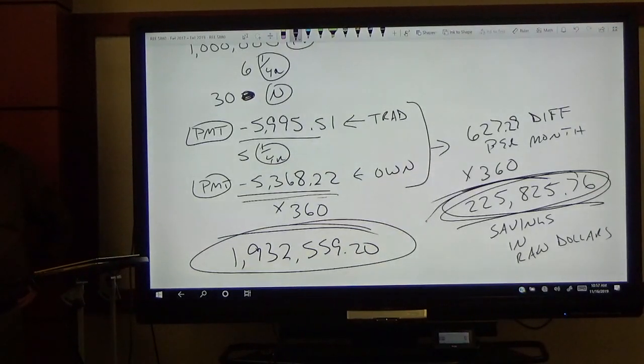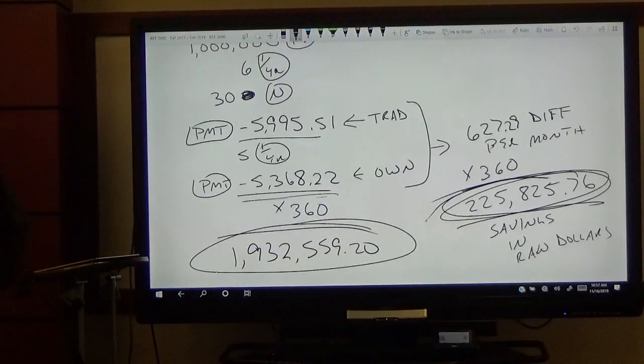Is the $1 million the loan value? In this case, it's the loan value and property value. We're just assuming 100% financing for the simplicity of the problem. So how would you inflate the price by $1 million based on owner financing?